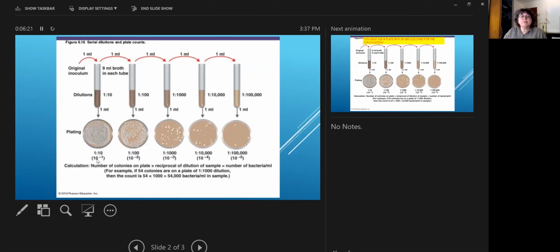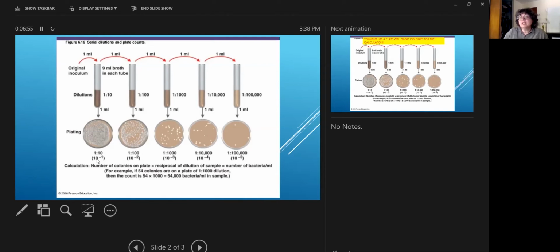After you make this series of tubes, you take 1 milliliter from each tube, spread it onto an agar plate, and then incubate the plates for several days. You come back and look at the plates, and they have a range of colonies on them. The plates with the higher concentrations, 10 to the minus 1, 10 to the minus 2, have a lot of colonies. Whereas the ones with the lowest concentrations, 10 to the minus 4, 10 to the minus 5, those last plates have few colonies.